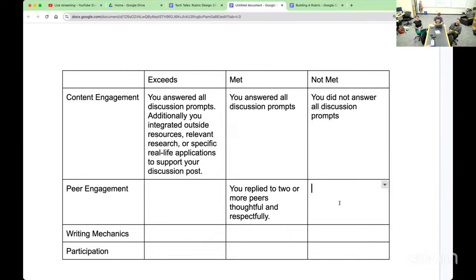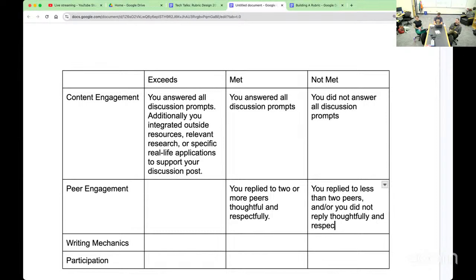If you didn't meet it, it just means either you didn't reply to enough classmates or you were being disrespectful. And then what does exceeds look like? So again, we start with the baseline.